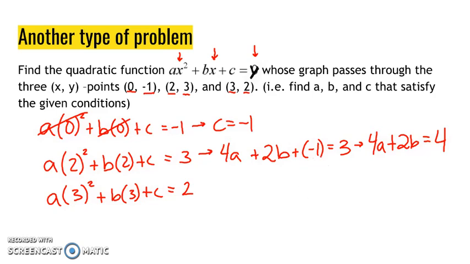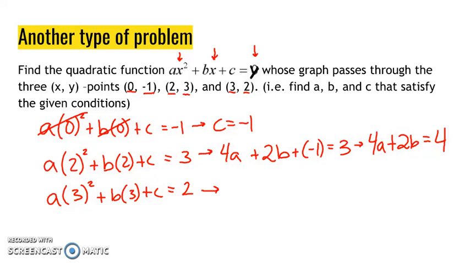I plugged that in because I found that my c equaled -1. So I plug in my -1, and I'm trying to just make this look like something I do substitution or elimination with. So I'm going to add 1 on both sides to cancel it on the left, and 3 plus 1 gives me 4. I'm going to do the same thing with my bottom equation there.